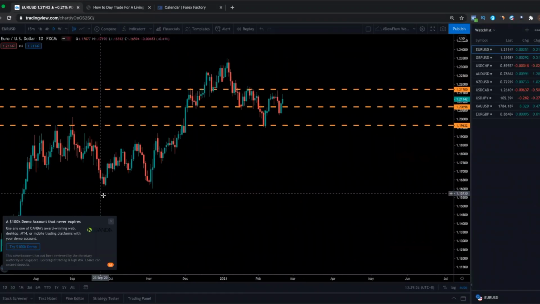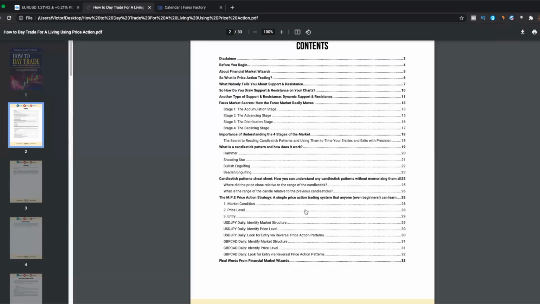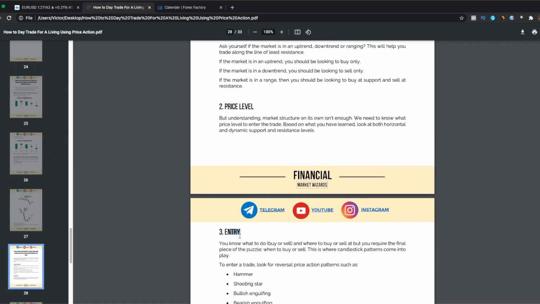As I mentioned, we will be using the MPE strategy to analyze the market. As a very quick refresher, M stands for market condition: is it bullish or bearish? Price level: we need to identify the key levels which we want to enter on. And lastly, we need an entry trigger.